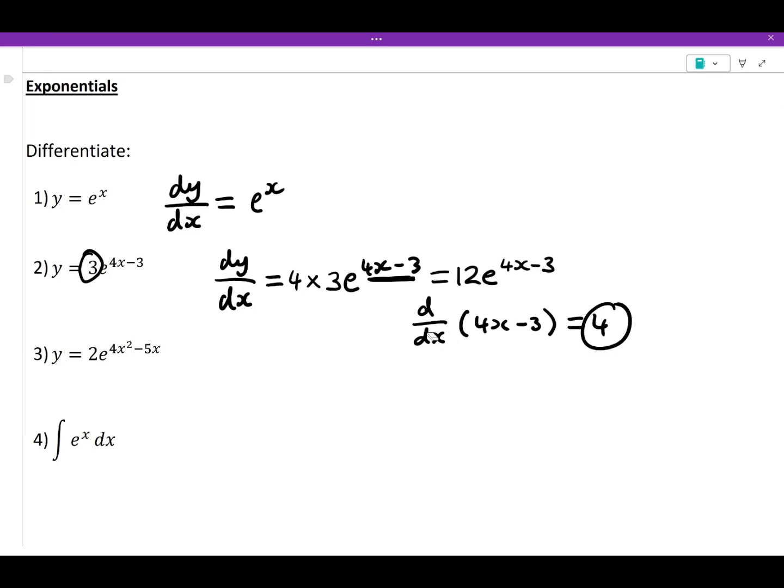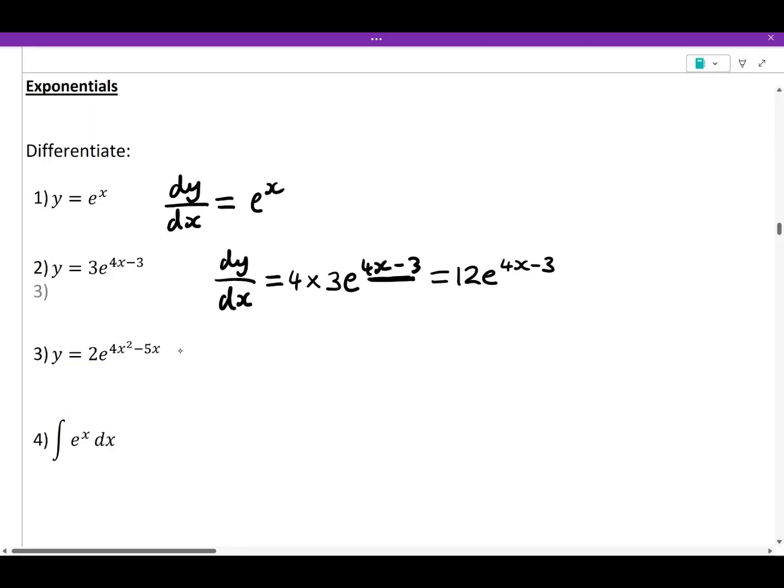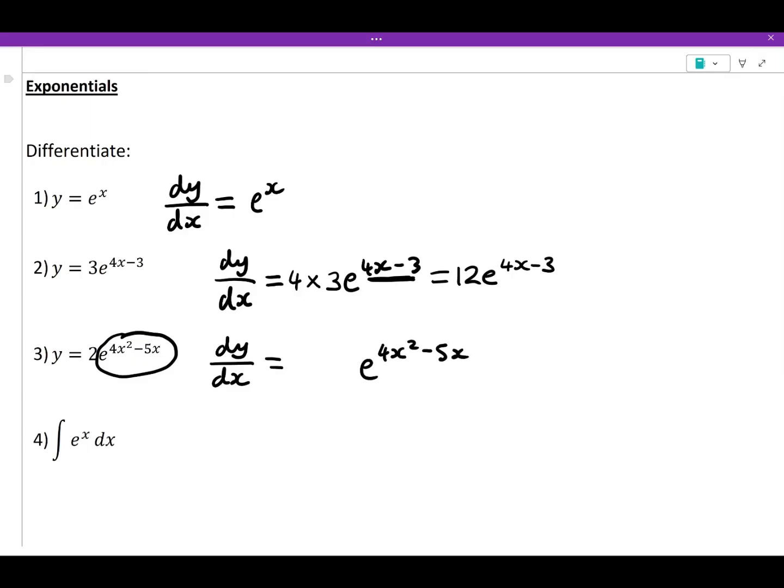Let's have a look at our next one then. There's a lot more going on in the power in this one, but let's follow the same logic. dy by dx is equal to, our e to the power of 4x squared take 5x will be in our final answer. But what we're going to do is differentiate our power. So I'm going to write my derivative down here. It's going to be the derivative of 4x squared take 5x, which is equal to 8x subtract 5. And we're going to multiply by this value.